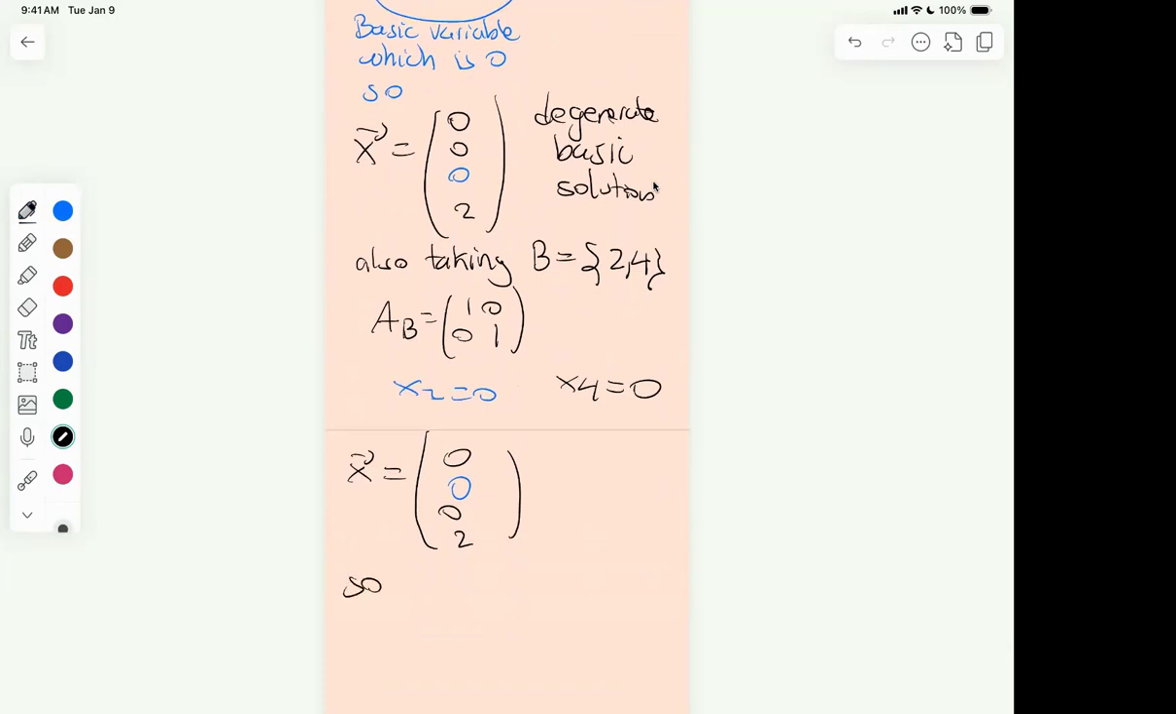So for a degenerate solution, there are multiple bases that can produce it. That's what's going on here. A degenerate solution: more than one basis produces it.